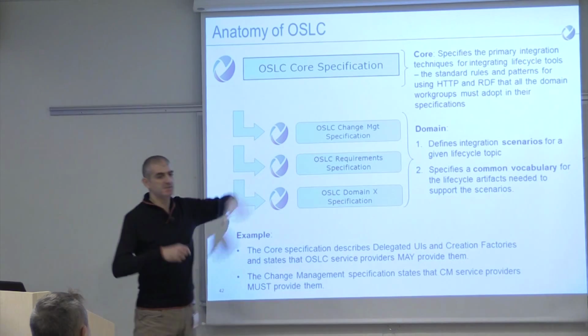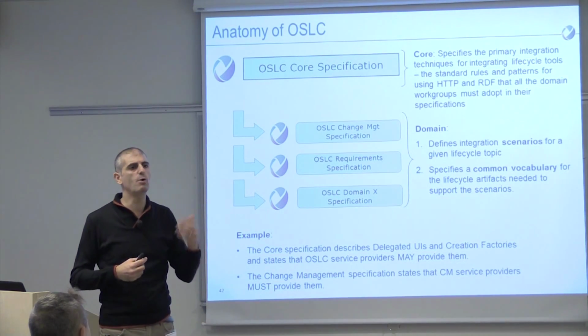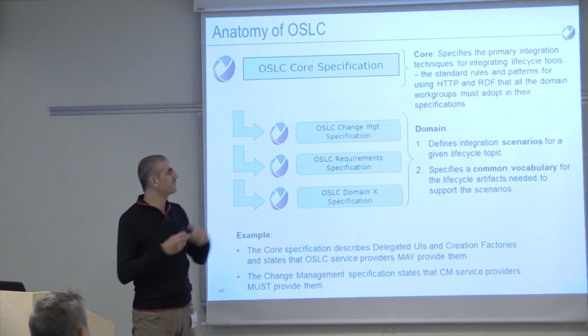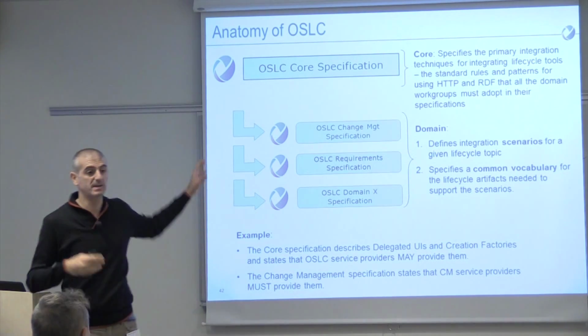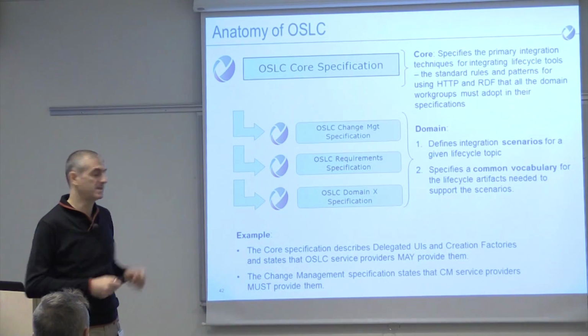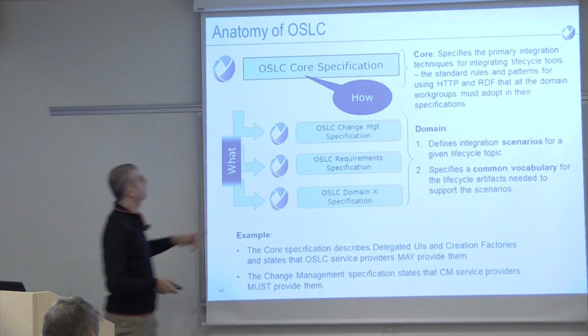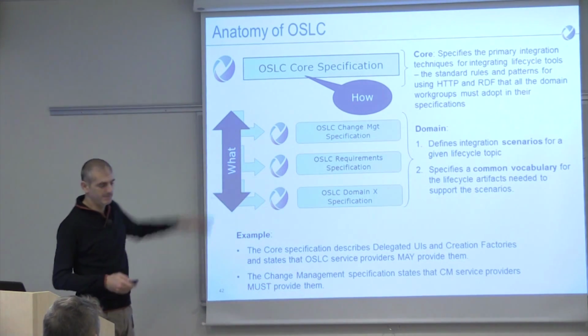The core specification is sort of the guidelines on how these specifications should look. And it covers common issues such as versioning of resources, or how this delegated UI that I will talk about later should work, irrespective of which domain you work on. This is the standard. The fact that you should use RDF, the fact that you should use this RESTful architecture, etc., is done in the core. So the specification talks about how, and then these are the what, the vocabulary.